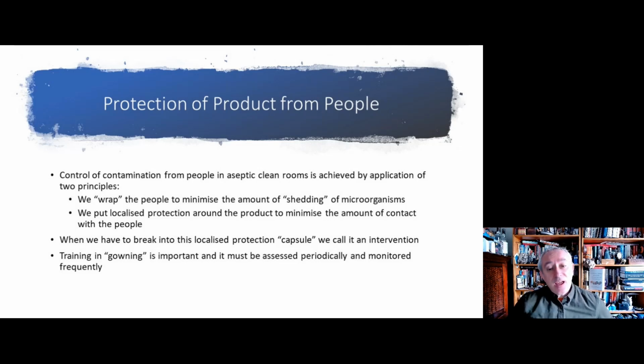So we should see the gown as this wrapping process to minimise the shedding of microorganisms. And also we need to move into the barrier concept. So wherever we have exposed product, we should attempt to minimise the risk. Now, in early end processing, we don't have a lot of choice in the way we do that, and we do accept a certain level of contamination, but we have microbial reduction steps in the process.